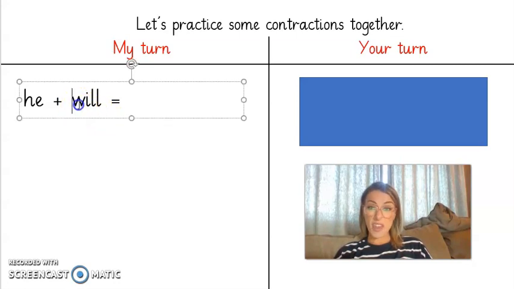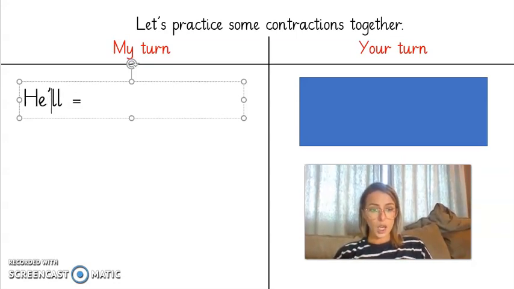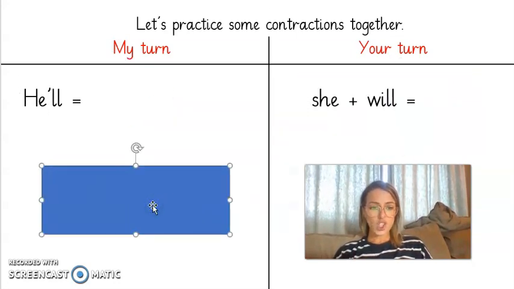So what I'm going to do, same thing again, I'm going to smush it together into one. And this time I'm not getting rid of one letter, I'm getting rid of two letters. So I would do that. I've got rid of my W and my I, and I've put an apostrophe in there. Okay, you have a go. Are you ready? She will. So pause the video, and then I'll show you the answer in a sec.